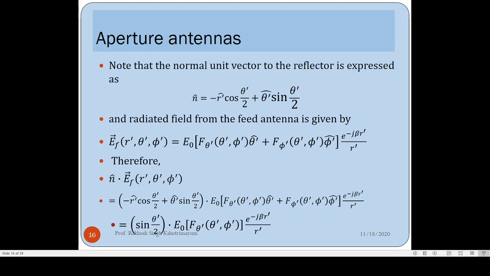So let us find out the dot product of the n unit vector with the EF. So you have the n unit vector, you also have the expression for the EF. You do the dot product. This has r dash and theta dash components, but this has theta dash and phi dash components. So when you do the dot product, only the theta dash component will exist, because theta dash dot theta dash is 1, all other terms will become 0. So you simply have sine theta dash by 2, E naught F theta dash, exponential minus j beta r dash by r dash.